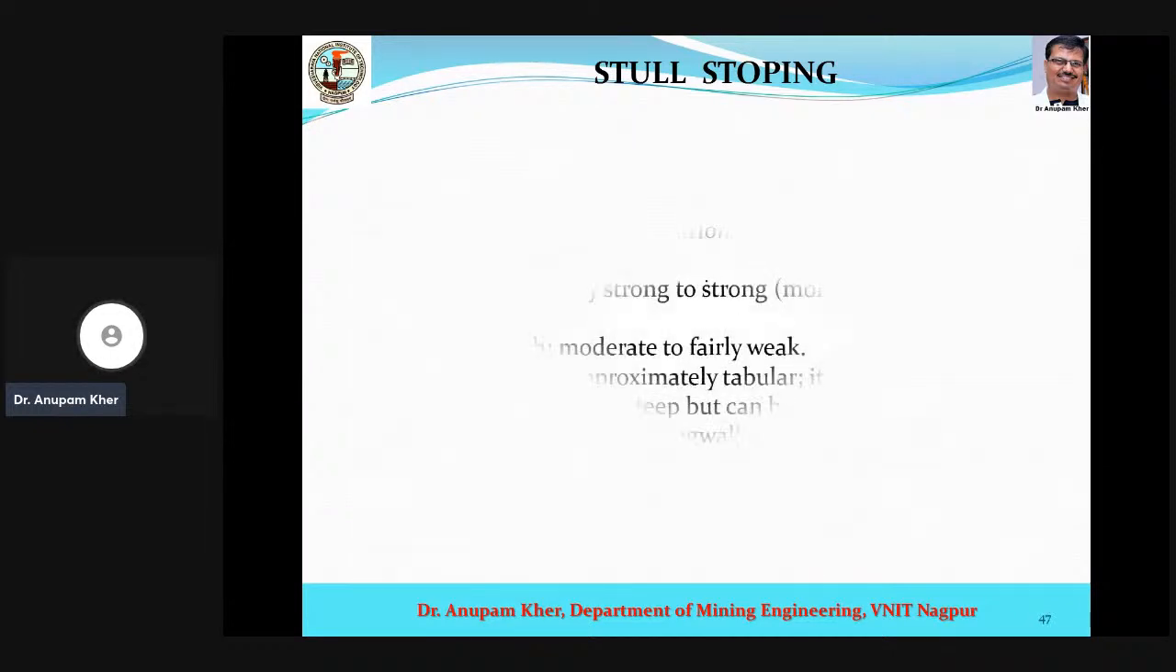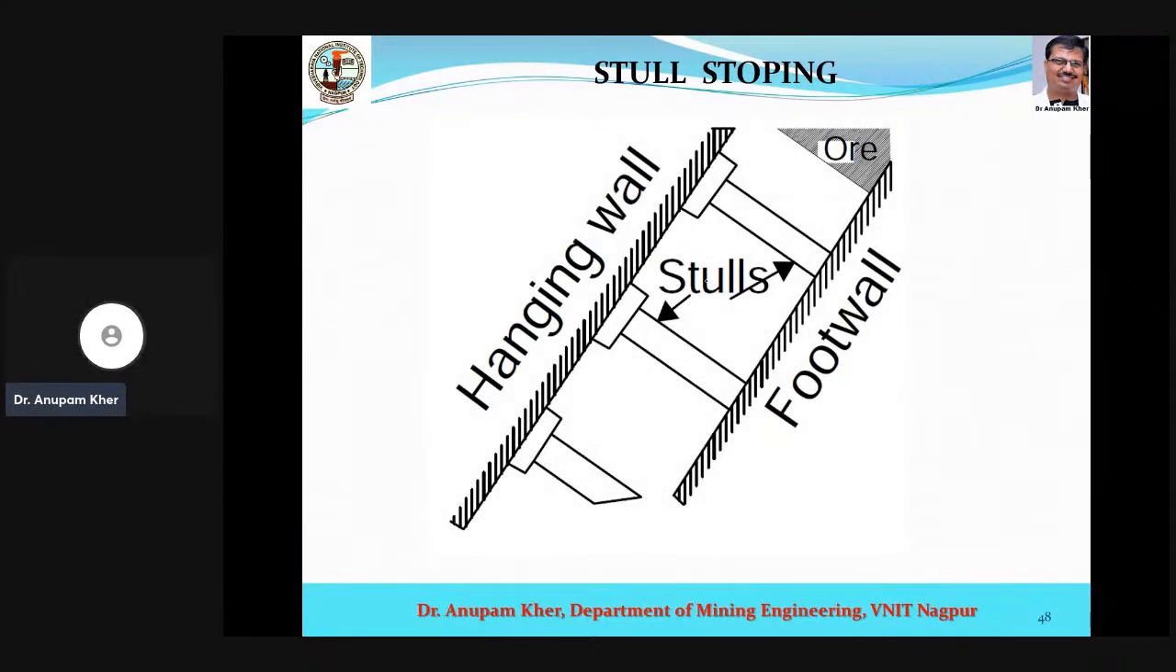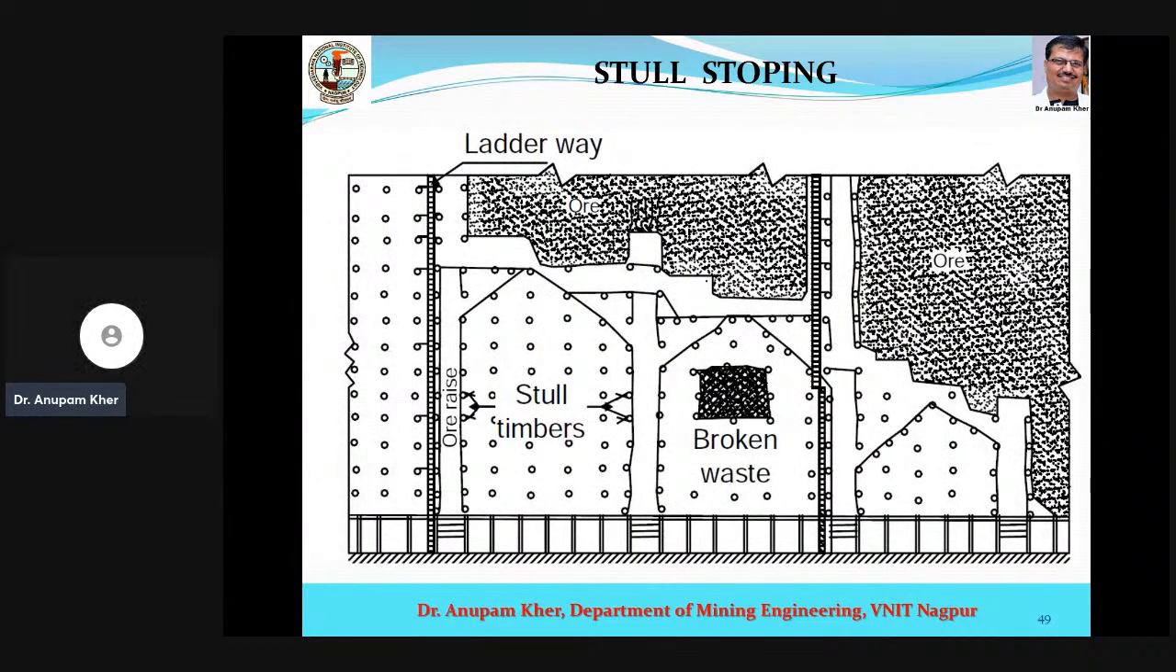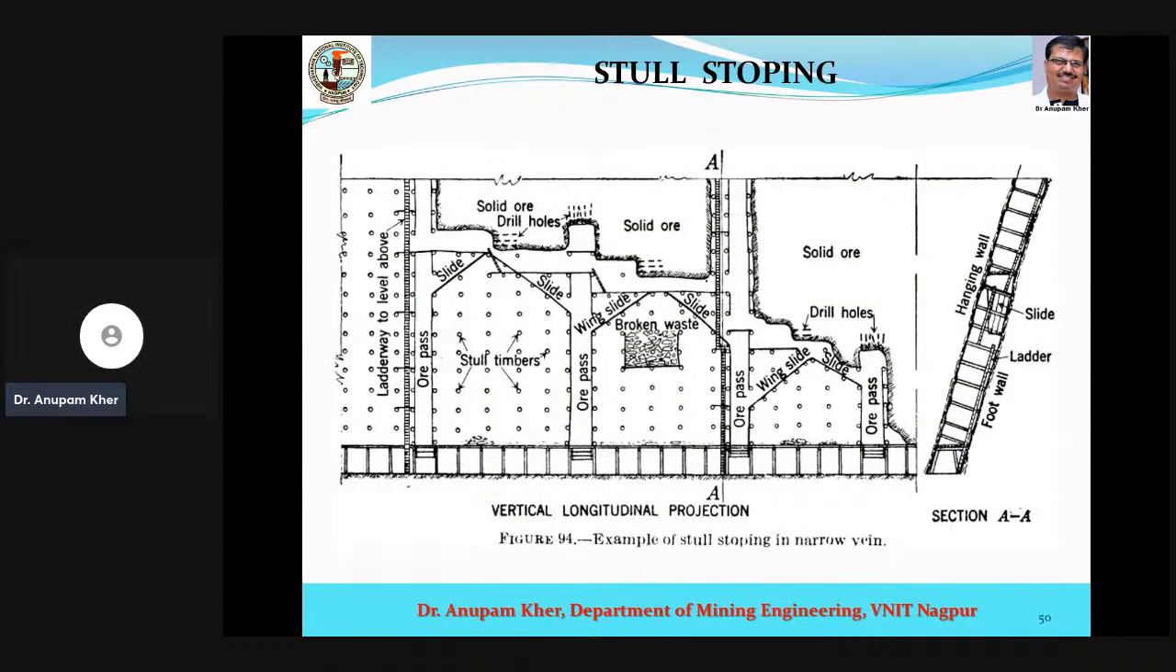This is typical of stull stoping. Okay, hanging wall to foot wall, we are keeping the stulls here. As you can see, this is an overhand method where you can see so many dotted lines which are called stulls, and still stulls won't suffice. In many cases, you also require these areas to be filled up with waste.